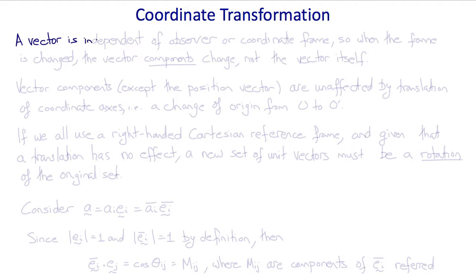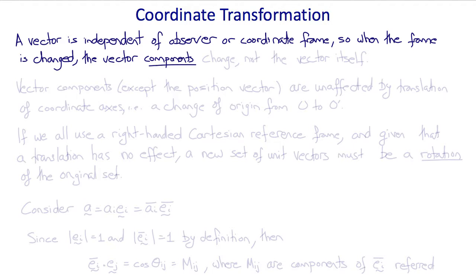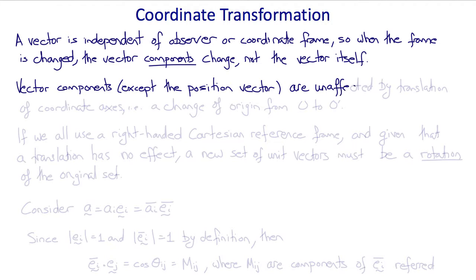Now a vector is independent of observer. It's a physical quantity, and it therefore must be independent of the coordinate system or frame. So when the coordinates are changed, the vector components must change, not the vector itself. With the exception of the position vector, the vector components will be unaffected by a translation of the coordinate axes, i.e. a change of the origin from, say, O to O prime.